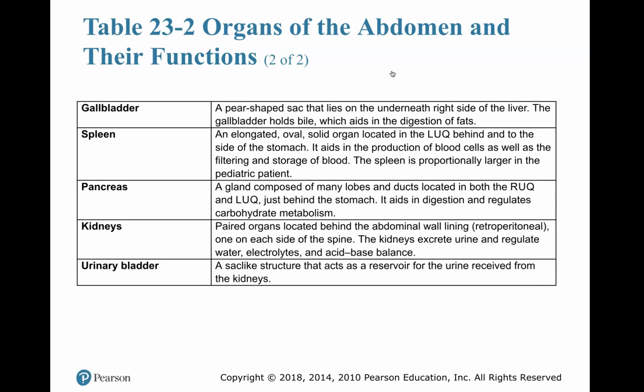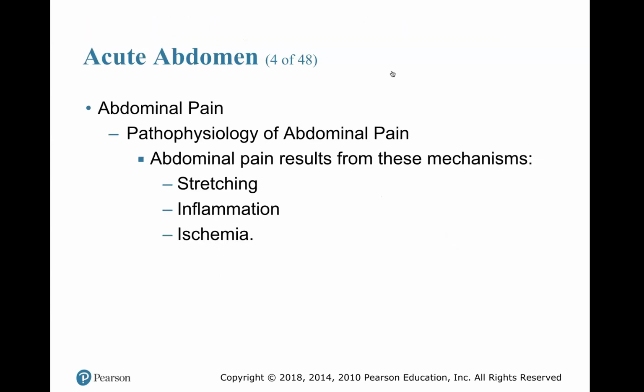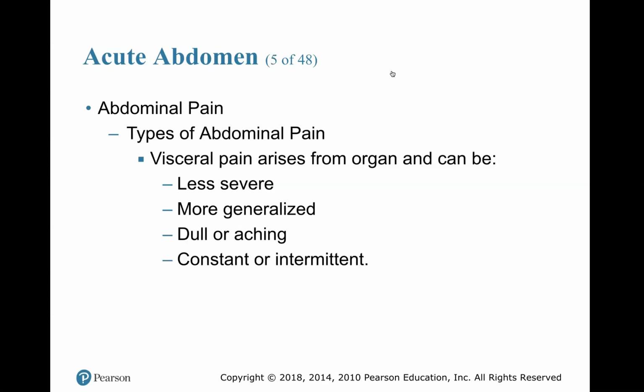Part 2. The pathophysiology of abdominal pain. Abdominal pain results from these mechanisms: stretching, inflammation, and ischemia.